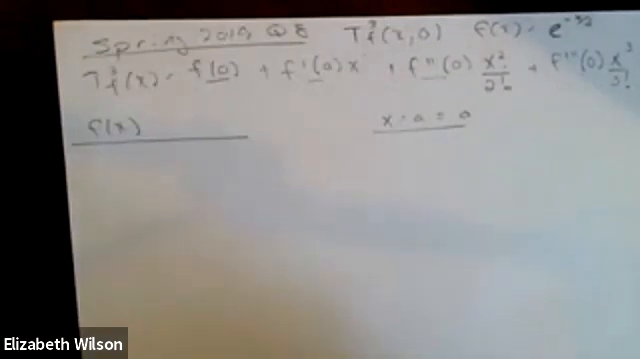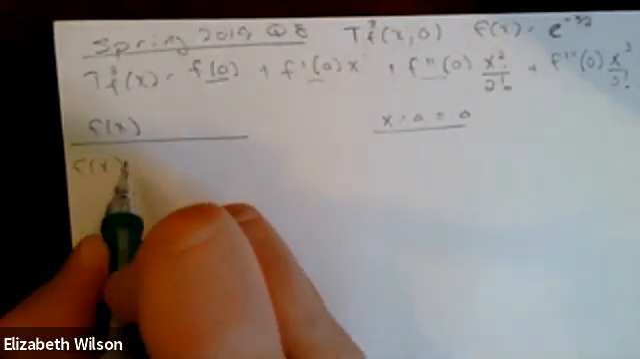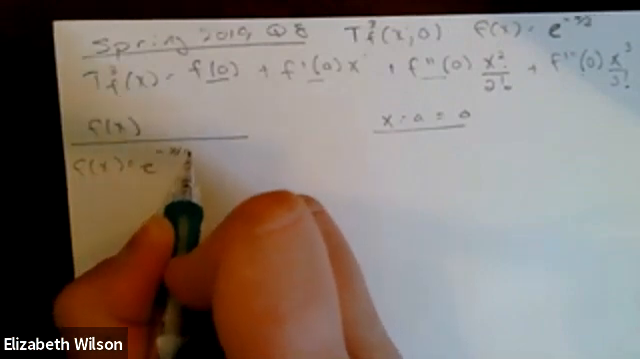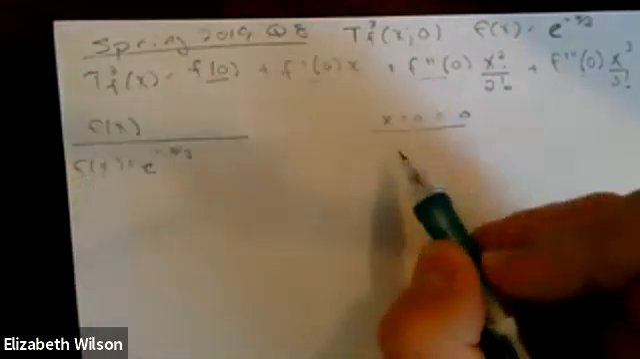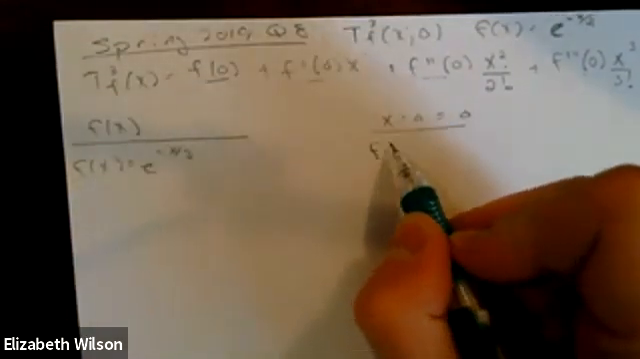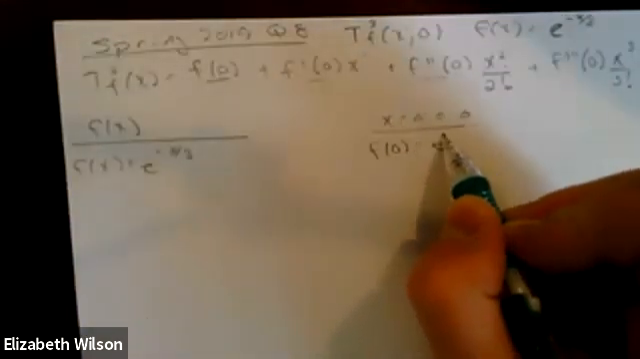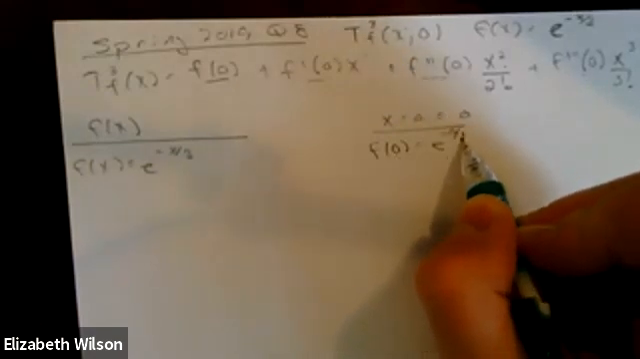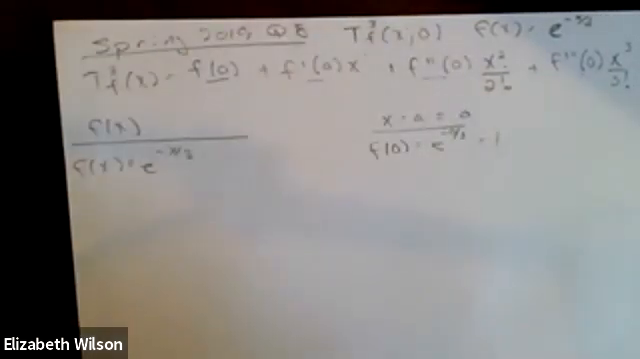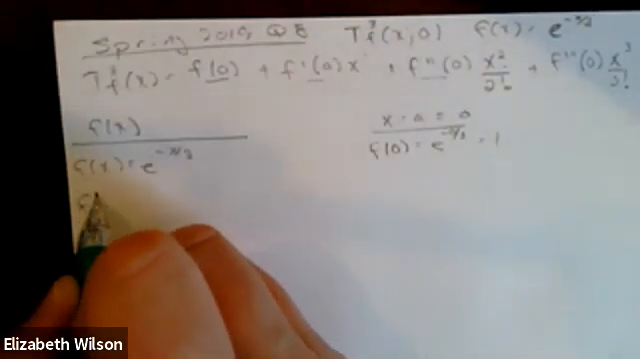So to start off with, our function that we were given, f of x equals e to the minus x over 3. So that's our first function. Now I'm going to evaluate that at 0. So that's x equals 0, e to the minus 0 over 3, which is e to the 0. E to the 0 is equal to 1. That's my first coefficient. Now I need to find the derivative.